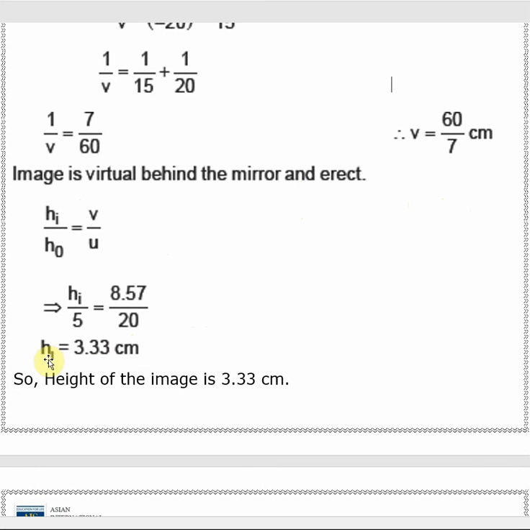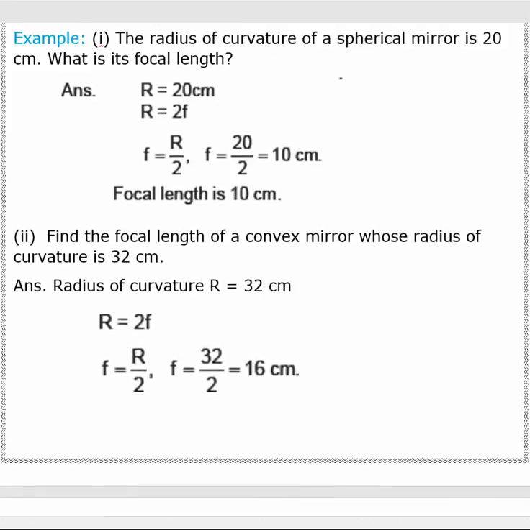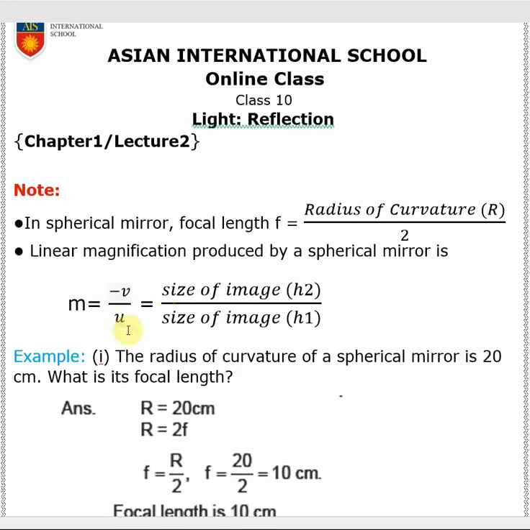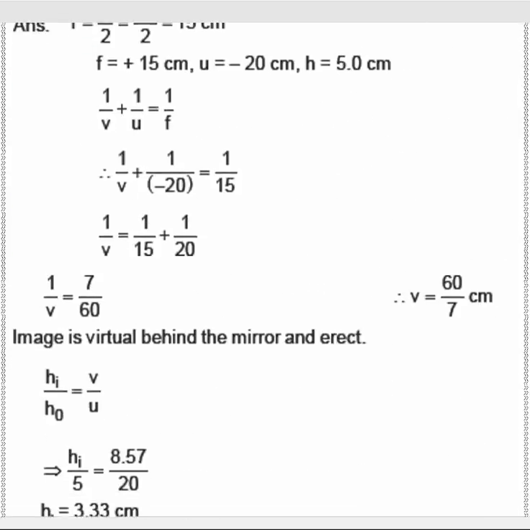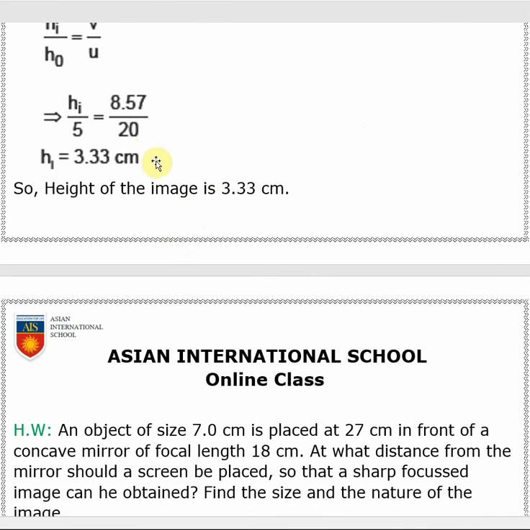If you see hi by ho, then hi is coming plus 3.3 centimeter by putting the value of v and u. That means it is a virtual one, and also erect. One more thing, this formula comes from the magnification formula that I showed you here: M is minus v by u equals h2 by h1, or image distance by object distance. This formula is used over here, and that's how you got hi, or the image size. So I hope you understood this.